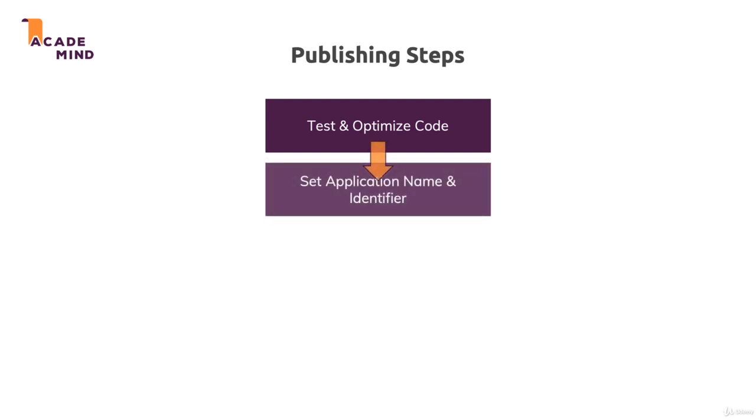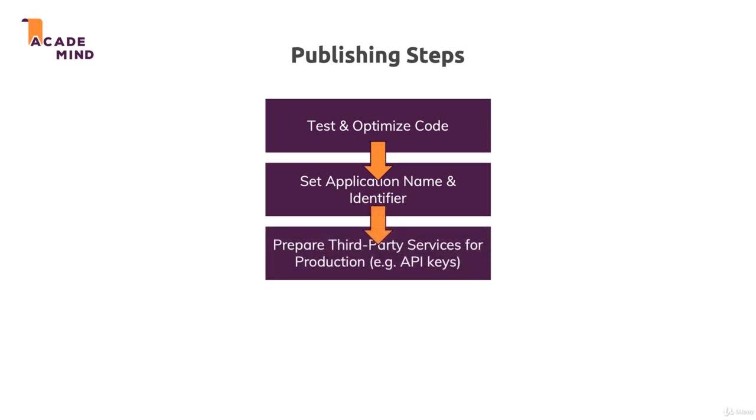As a next step, you should set your application name and identifier and also manage the version number of your app before you deploy it. Once you're done with that, make sure that any third-party services you're using, like for example the Google Maps API, are configured correctly to ensure that your users can really only do what you want them to do.